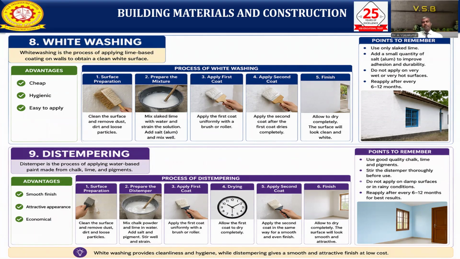Whitewash is the process of applying a lime-based coating on walls to obtain clean white surfaces. The advantages of whitewashing: it is very cheap, commonly available in all shops, hygienic, and easy to apply. We don't need skilled persons. So what is the process of whitewashing?